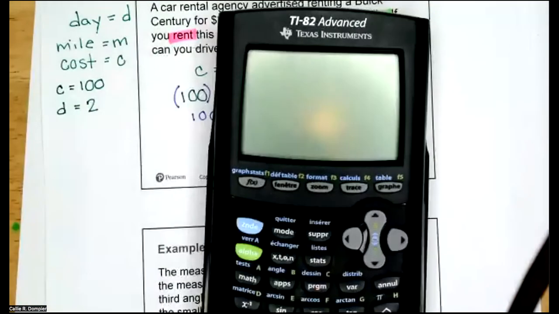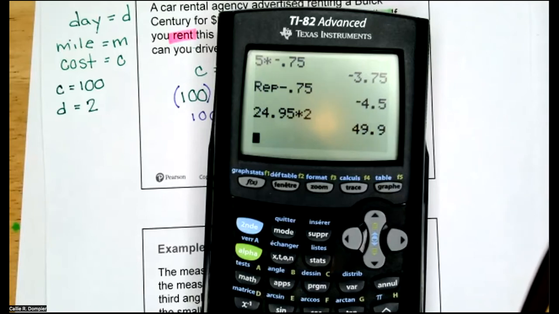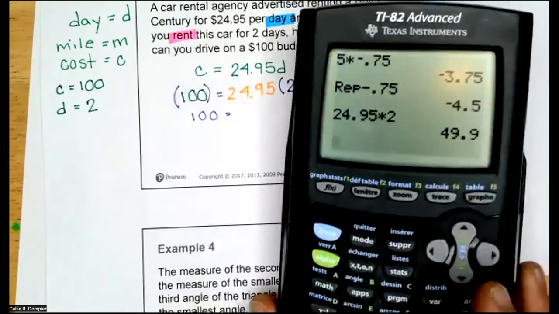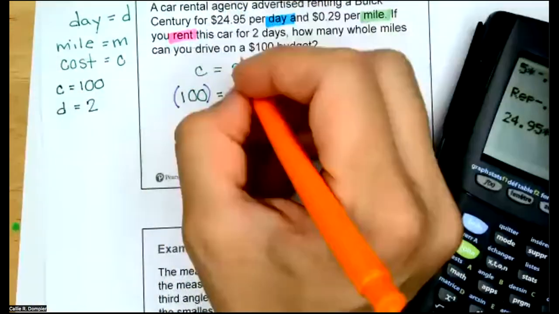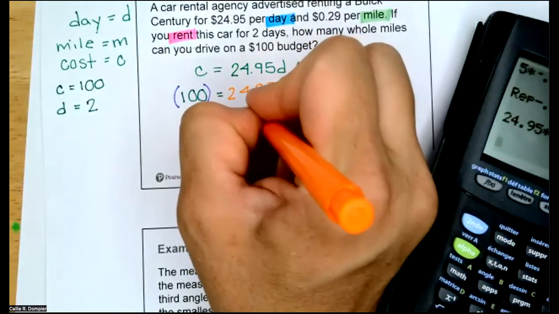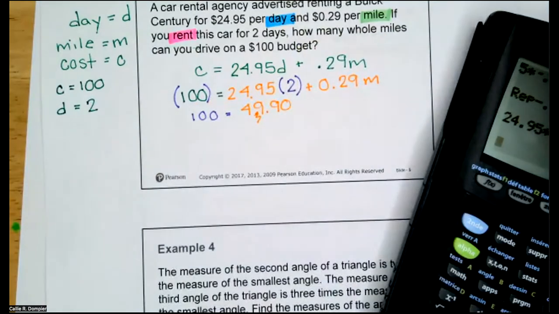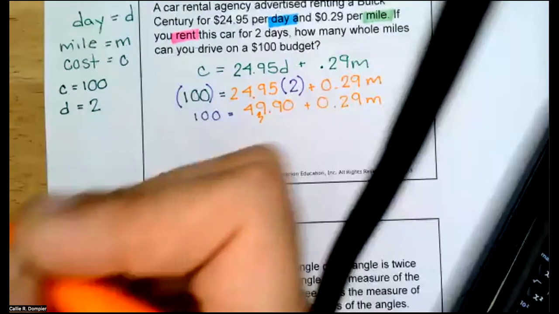I would just put that into my calculator. Remember, you can use the Desmos.com calculators on the exam. So if you're using your phone or a different web-based calculator, I would start using that one just because then you'll be familiar with it on the exam. So 24.95 times 2 is 49.90 or 49.9. So that becomes 49.90. That remains 29 cents per mile because we don't know M.